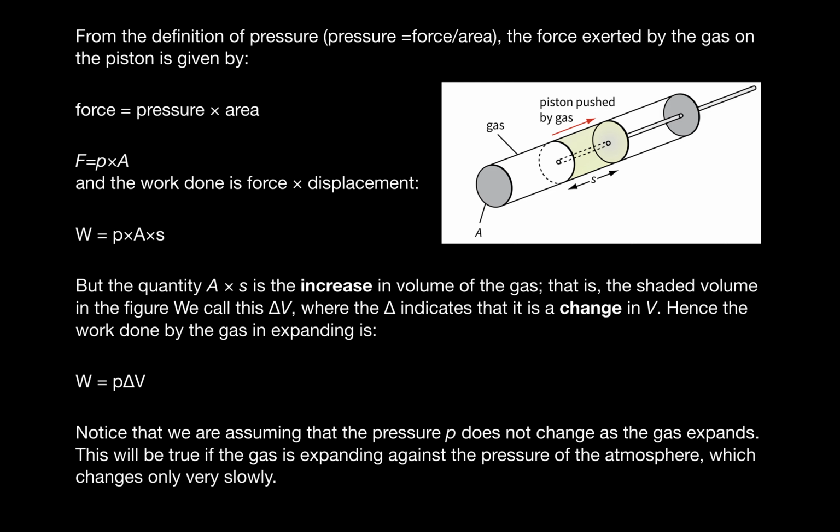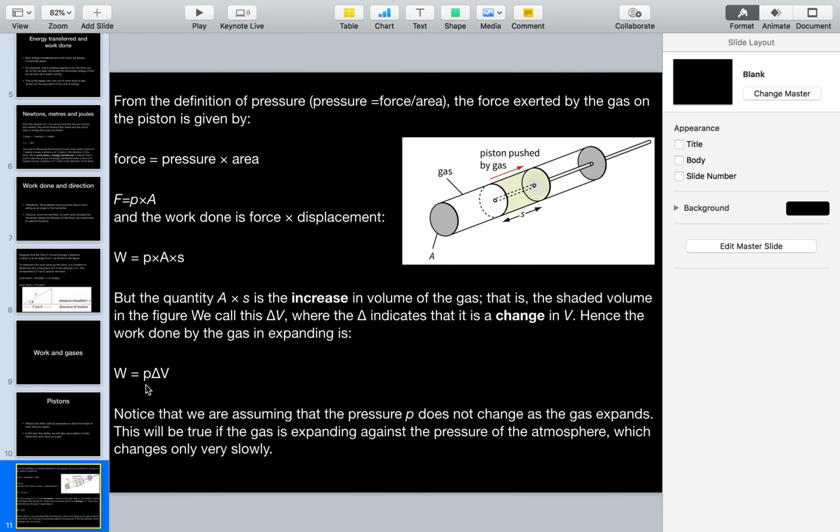In this case, the area into the distance traveled is the shaded part in the figure. This is the volume that the gas gains by moving the piston. This is the increase in volume of the gas because it is again base area into height. We call this increase in volume delta V. Delta, which is the symbol of a triangle, indicates that there is a change in V, because when the gas moved the piston outwards, the gas had an increase in volume. It had more volume available to itself. So A into S can be replaced with delta V. Therefore, work done becomes pressure into delta V.